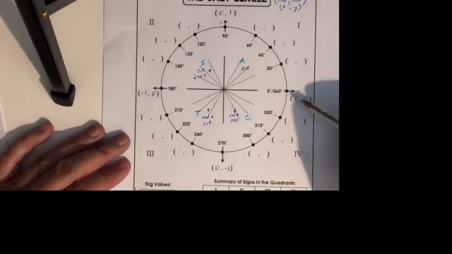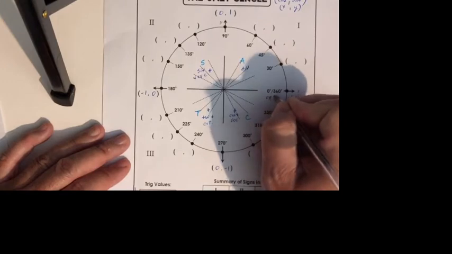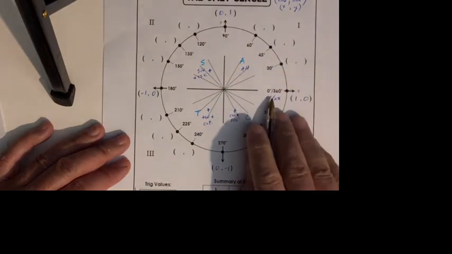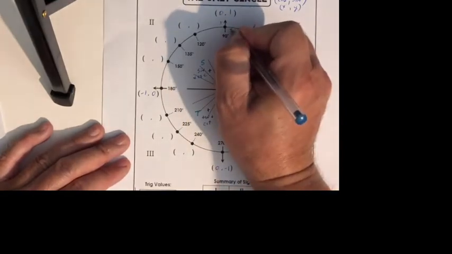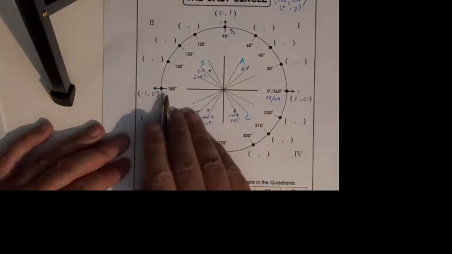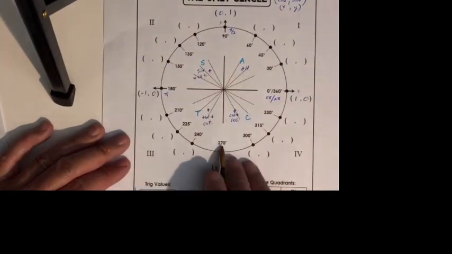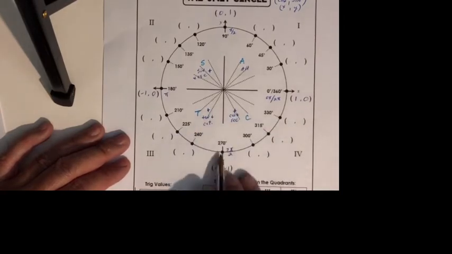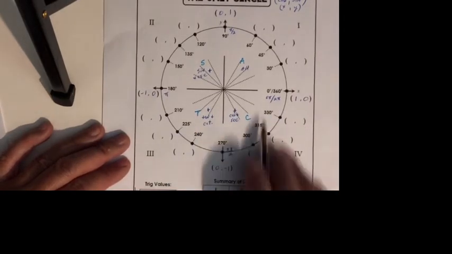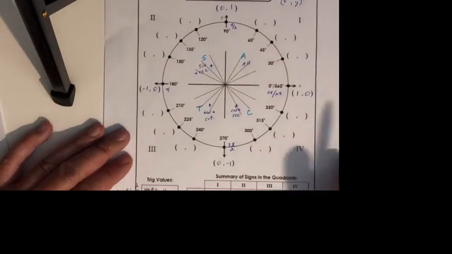Now, before we go any further, let's talk about radians. Remember, this is 0 radians and 2 pi radians for 360. This is pi over 2 for 90 degrees. 180 is just pi. And 270 is 3 pi divided by 2. So this is degrees, these are radians. You have to know this basic stuff to begin with.